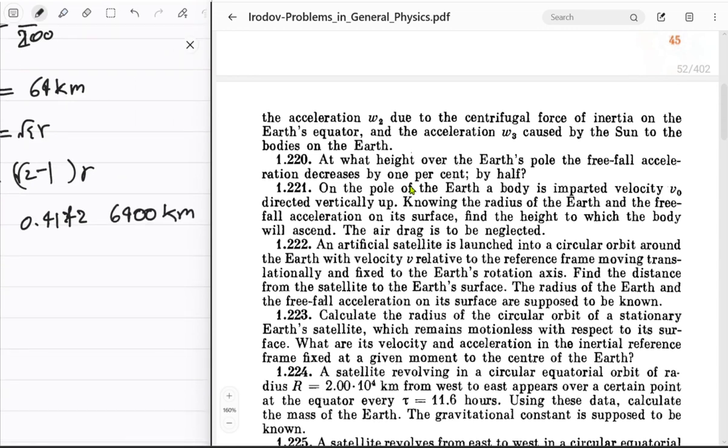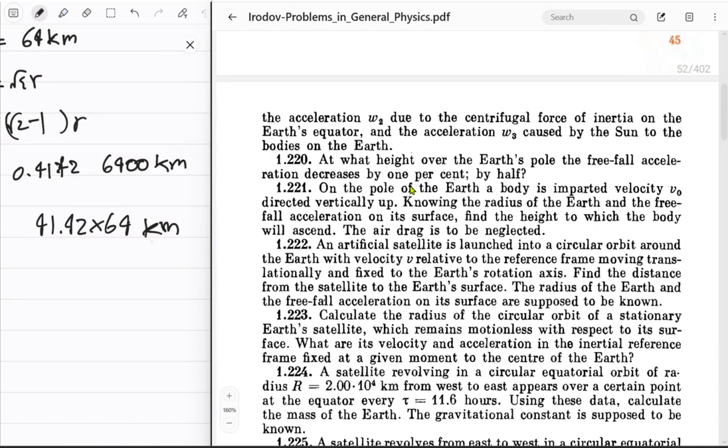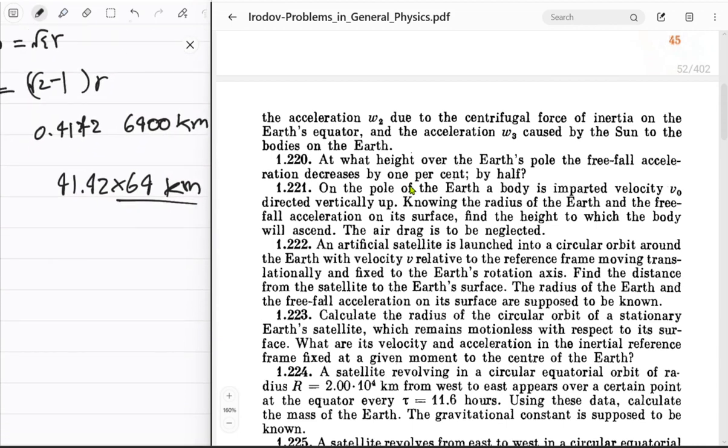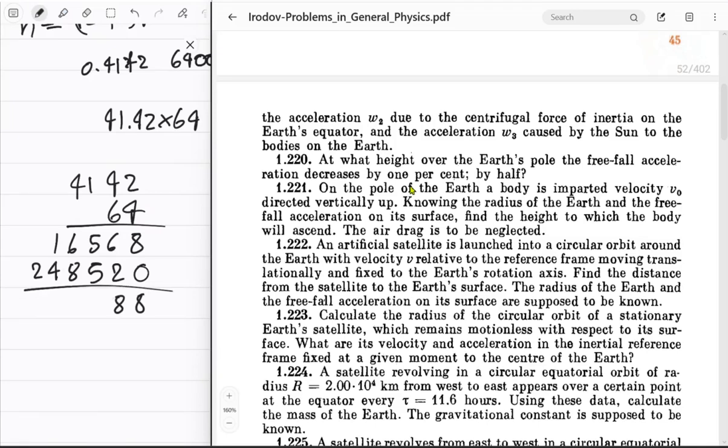And we want everything in kilometers or what? Okay, so how much is this? Just do it in kilometers. So it's like 41.42 times 64 kilometers. And this is an exact value, so we'll keep it exact, right? Except that this is actually not exact, but whatever. Yeah, just calculate this thing. 4142 times 64. 6 times 2 is 12, carry 1... 6 times 4 is 24... and so on.